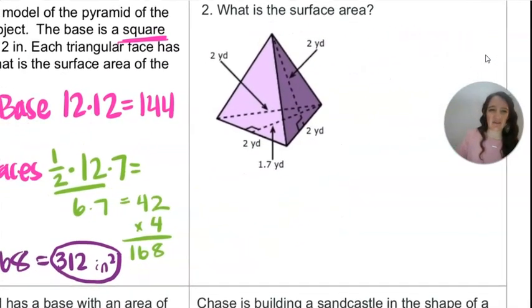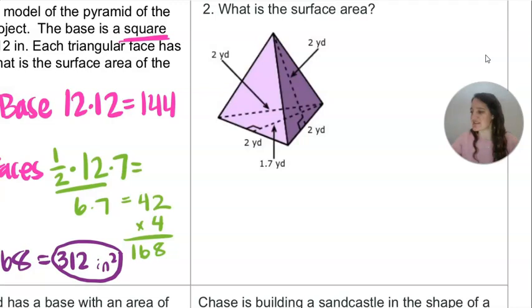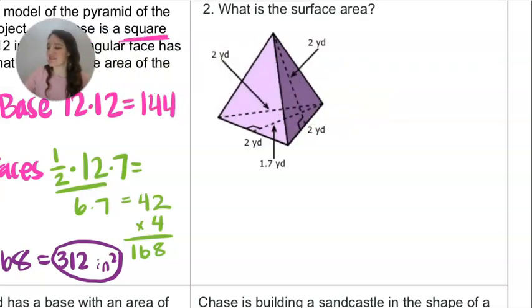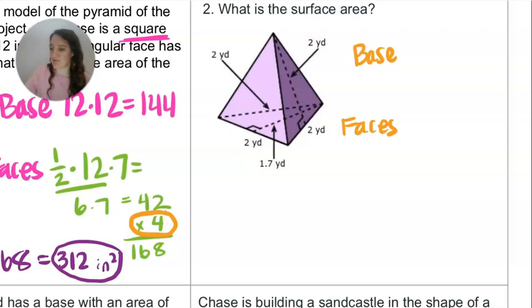Okay, hopefully you've had plenty of practice with that. Let's go on to this triangular pyramid, though. So with the triangular pyramid, it's still going to be the same. We're still going to be finding the base, and we're still going to be finding the faces. But instead of timesing by 4 here, we'll only end up timesing by 3.